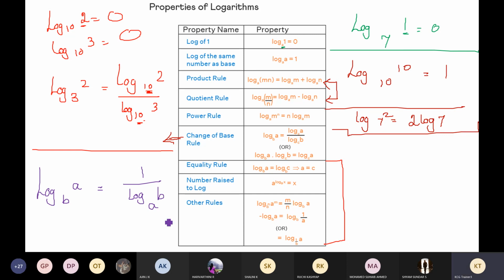Clear? Okay, guys, I'll give you guys a minute. Please do copy down all these rules. Okay, once you are done, please do let me know in the chat box. We'll move on to the next concepts.